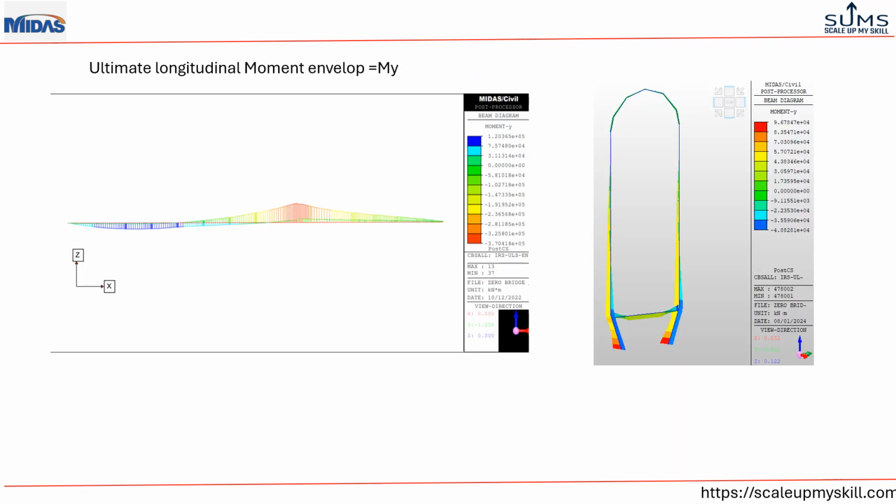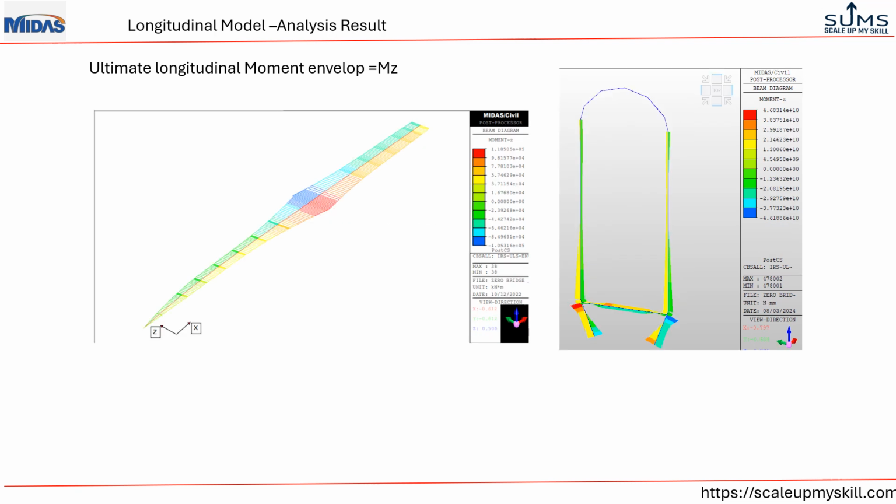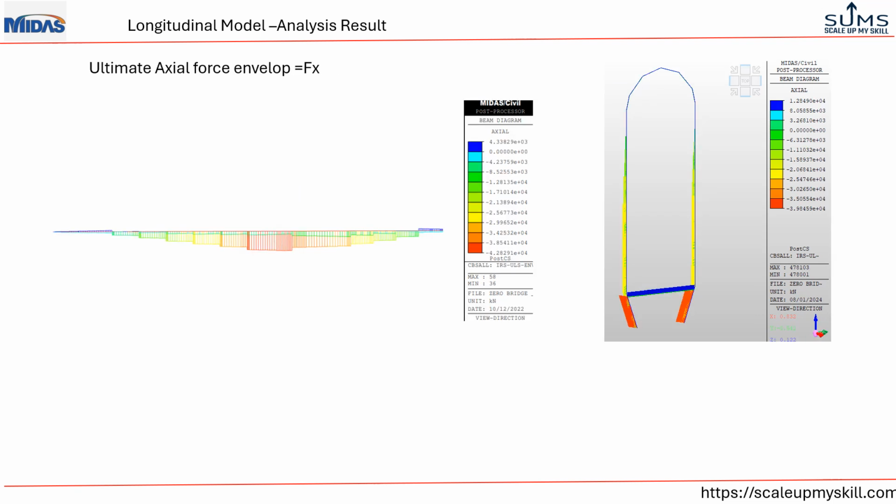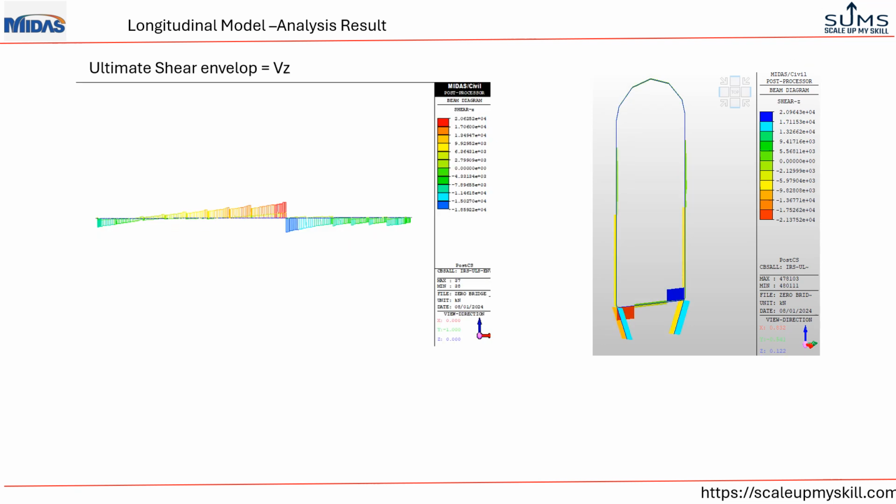After performing the ULS analysis, this is the ultimate longitudinal bending moment of the deck and pylon. This is the ultimate longitudinal moment in the MZ direction for the deck and also for the pylon. This is the ultimate axial force envelope for the deck and also for the pylon, and the ultimate shear envelope for the deck and pylon.